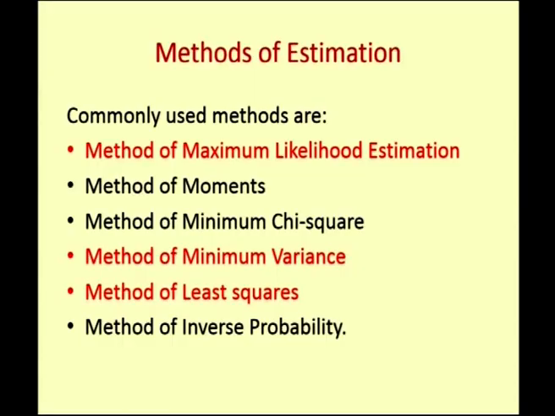So let us see what methods of estimation are available. Commonly used methods are method of maximum likelihood estimation, method of moments, method of minimum chi-square, method of minimum variance, method of least squares, and method of inverse probability. We are going to discuss only a few methods, namely method of maximum likelihood estimation, method of minimum variance and method of least squares. Let us discuss method of maximum likelihood estimation.